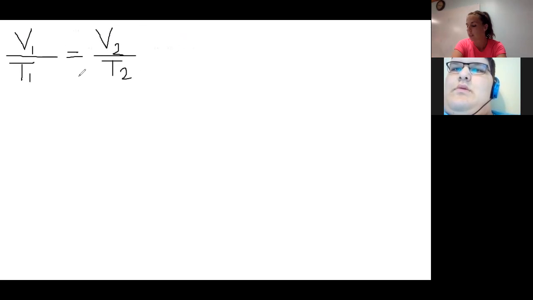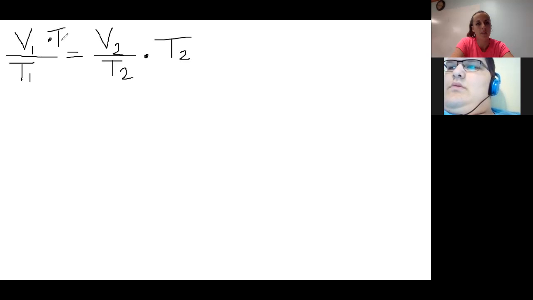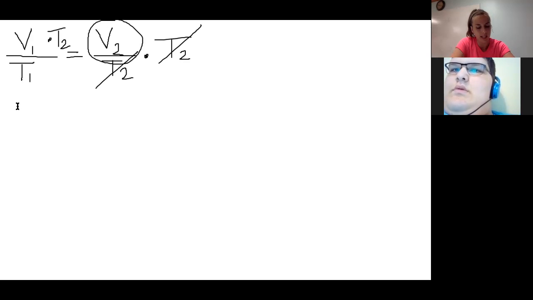All right, now I'm going to solve for volume. So I'm going to multiply this side by the new temperature, and I'm going to multiply this side by the new temperature. Do the same thing to both sides. It's going to cancel over here, and then new volume is by itself. So new volume is equal to original volume times new temperature divided by original temperature. Now we can plug it in.